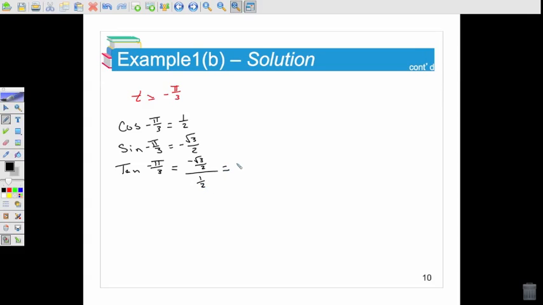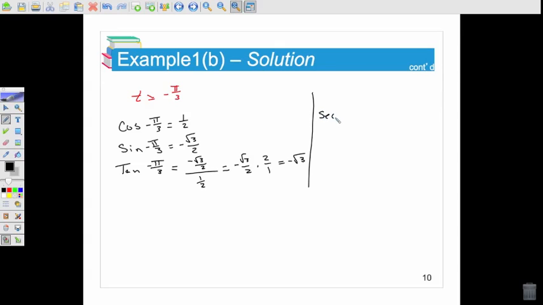How do I divide fractions? All I do is multiply by the reciprocal of the denominator. Negative square root of 3 over 2 times 2 over 1. Cool, I have 2 and 2 that are going to cancel out. What am I left with? The negative square root of 3. Fantastic. Now it's the easy part, because all I have to do is take reciprocals.